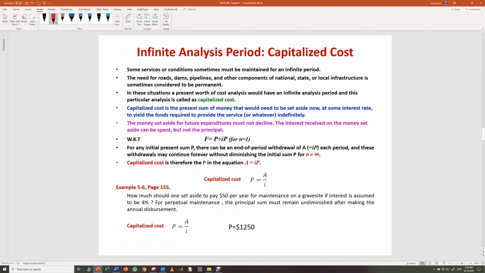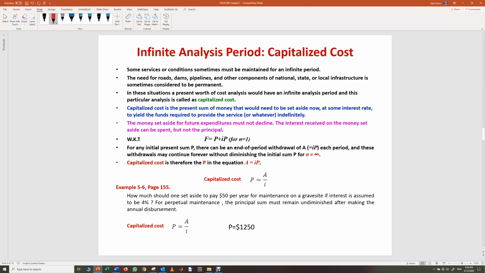Some service or condition sometimes must be maintained for an infinite period. The need for roads, for example, dams, pipelines, and other components of national, state, or local infrastructure is sometimes considered to be permanent. For example, when we make a road, the useful life should be very long, so we can consider it as permanent.